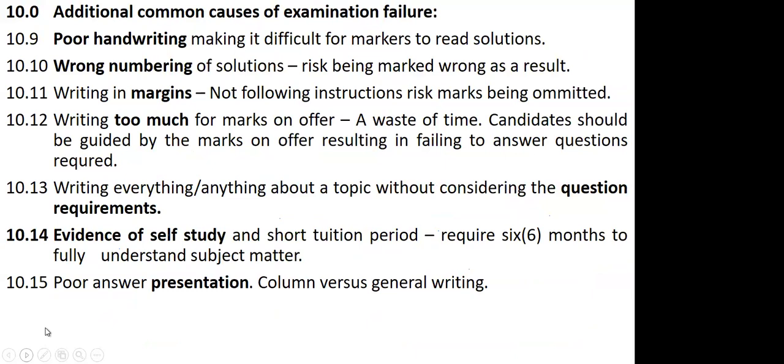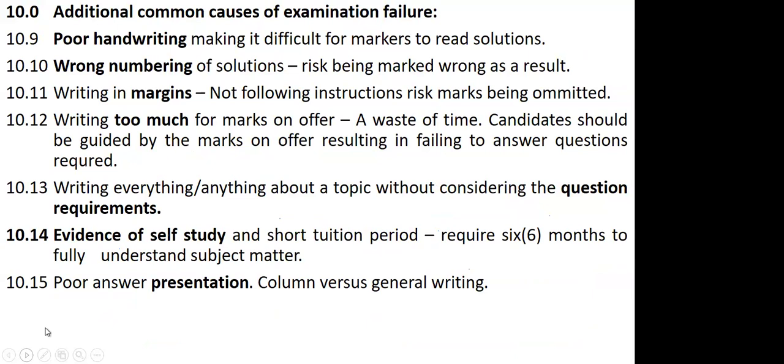Poor handwriting. Sometimes, if the examiner can't read what you have written, then most likely you will not get maximum marks. If they can't read it, they give it to anyone, they will not be able to read it. So let's be careful, remembering that people are going to read these solutions. They are not marked by computers, but by human beings.